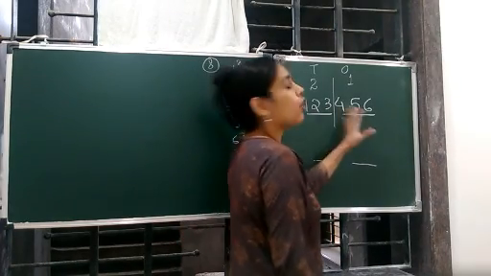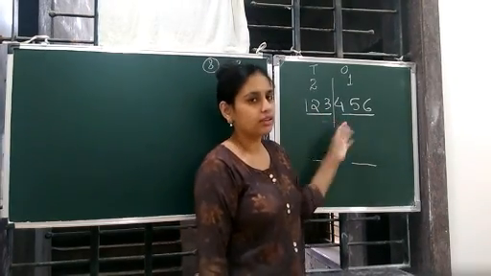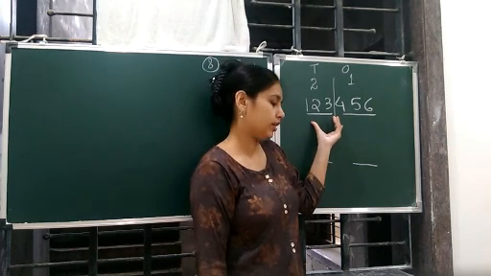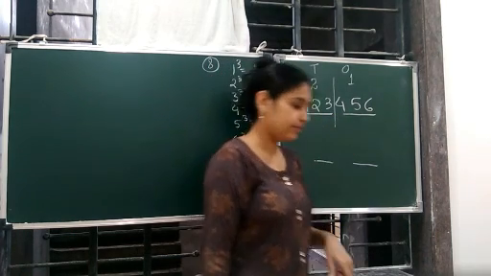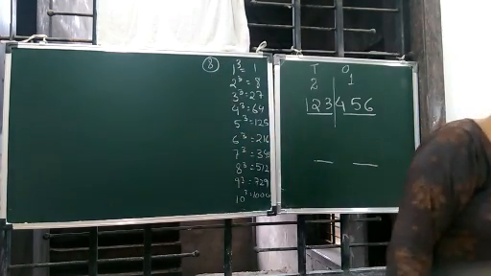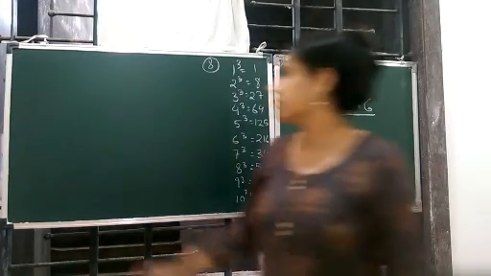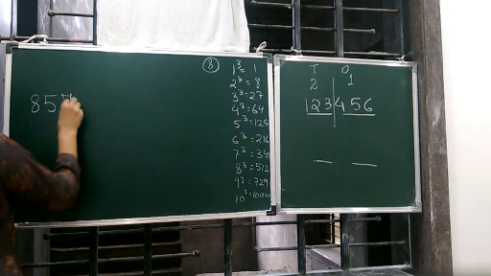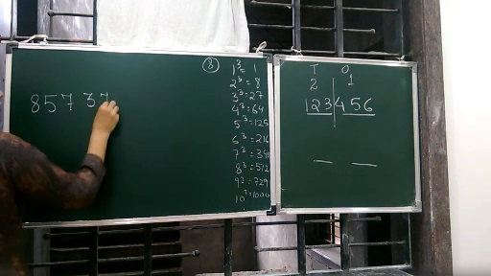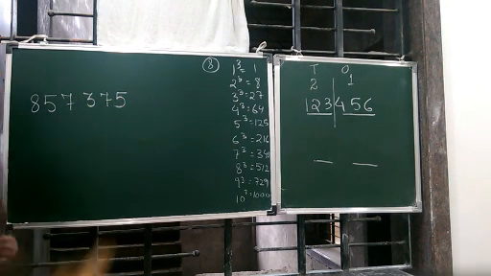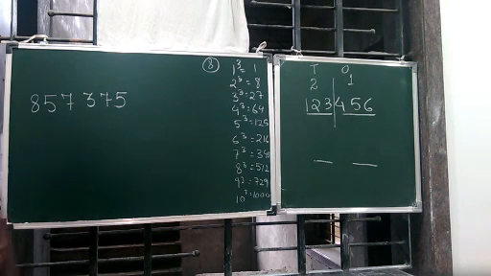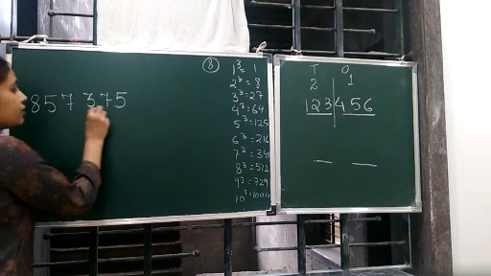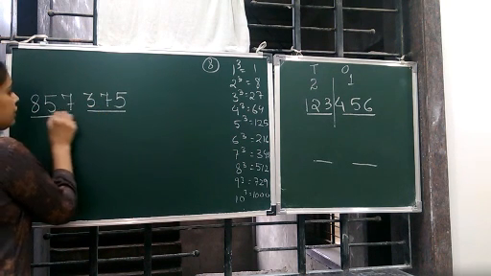Now children, this is not a cube number. This is just an example which I am doing with you all. Let's take an example from the book. The book has an example: 857375. You have to first and foremost group. This is the first group, this is the second group.